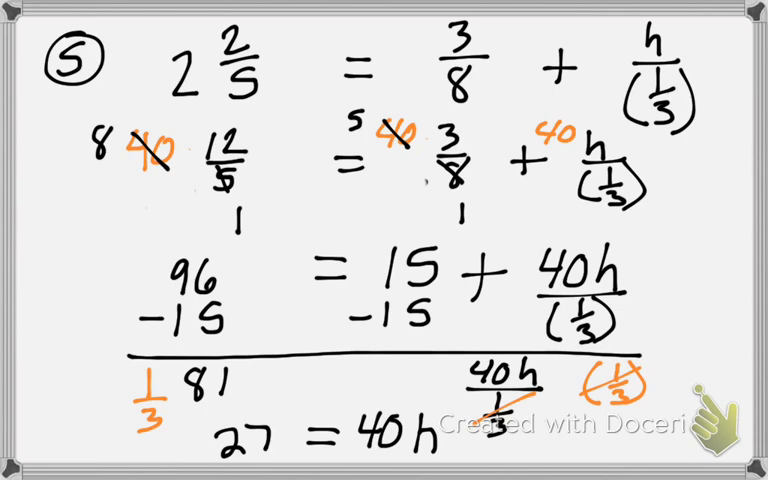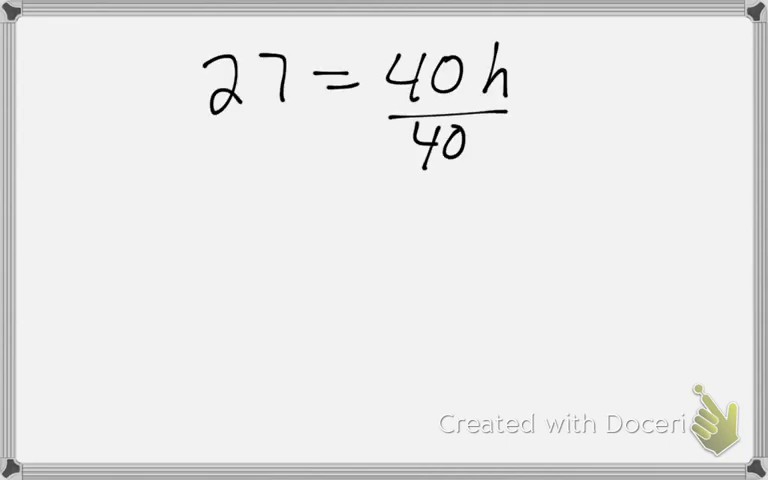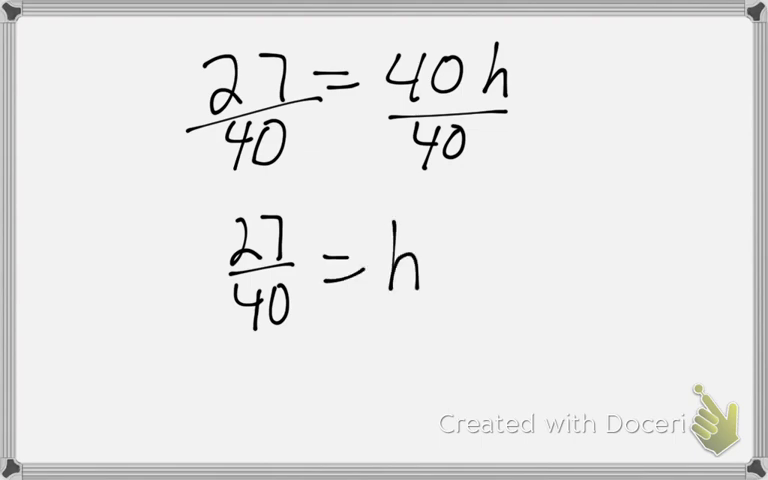I'm kind of running out of room here, so I'm going to put that on the next page. So 27 is equal to 40h. I'm going to divide both sides by 40. And I'm just going to leave it as 27 over 40.